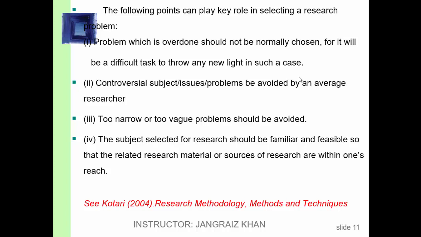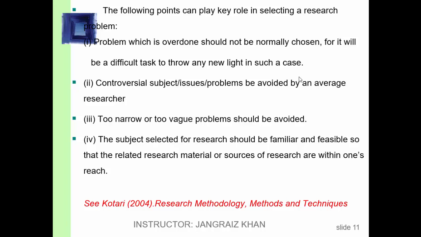If you have selected a problem which is overdone, then either you are selecting it to copy the work, to copy the methodology, to copy the literature review, to copy the procedure. So the advice is that you should avoid the topic which is overdone.